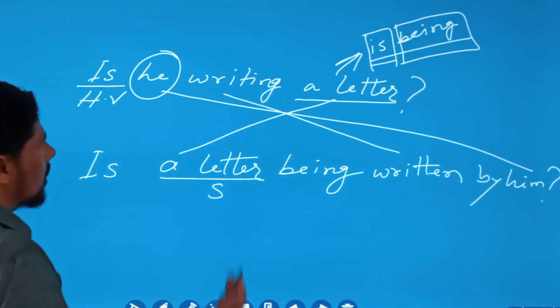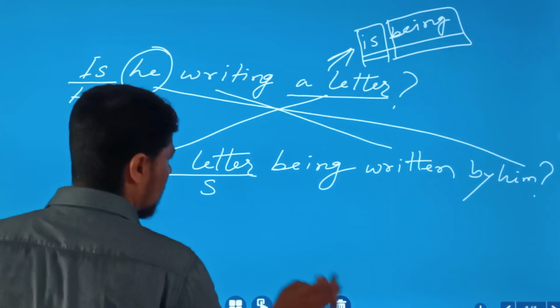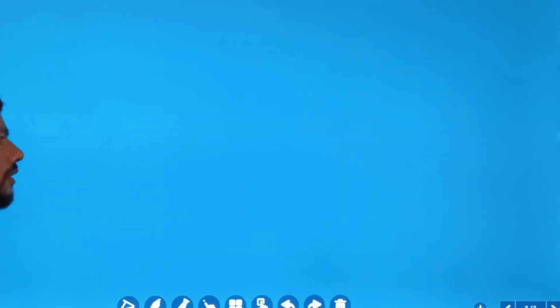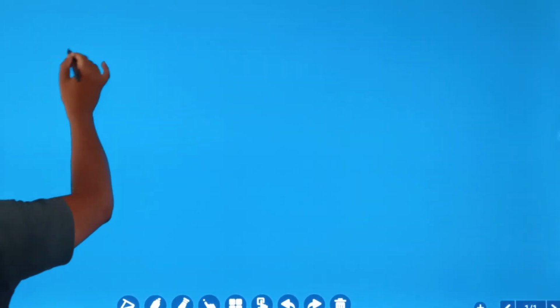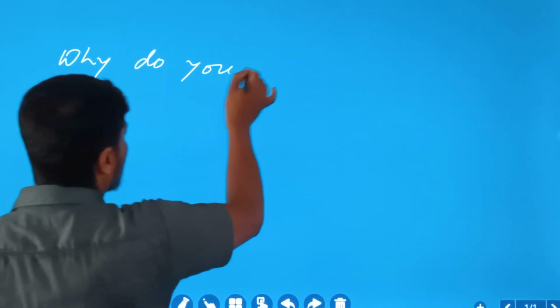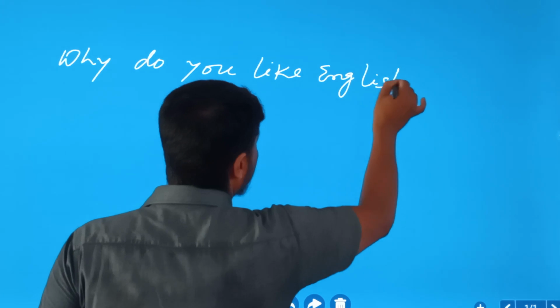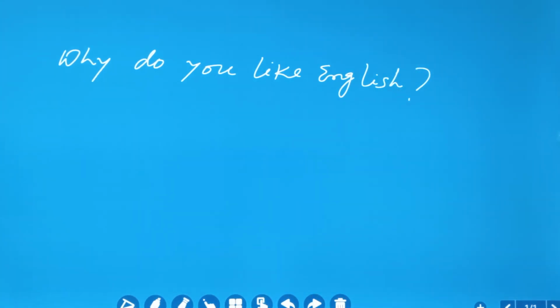So I hope you have understood the rule. Now we are going to discuss WH questions. So let's see. Why do you like English? So this is an instance of WH questions.